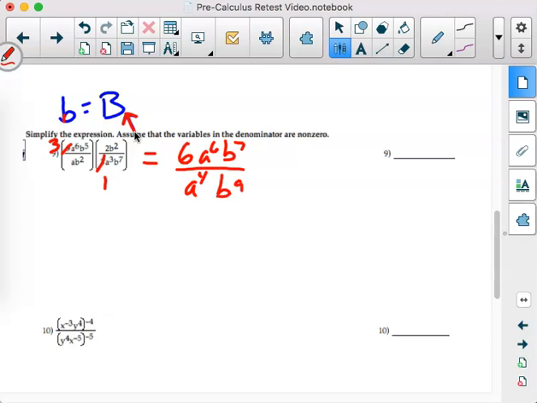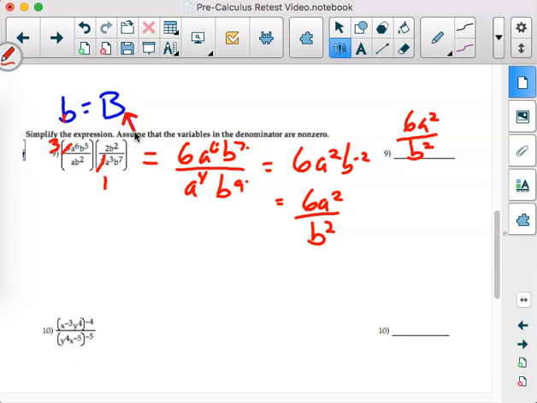Now that it's one fraction, I can remember that when you divide similar bases, you subtract the exponents. So this would be a 6, and then 6 minus 4 would be a squared, and 7 minus 9 would be a -2. But rather than write it, I will just drop it down to the bottom to make it positive. So this would be 6a squared over b squared. And like it says, we're assuming that the variables in the denominator are not 0 because we can't divide by 0. So it's telling us basically don't worry about the domain. That part has already been taken care of for you.